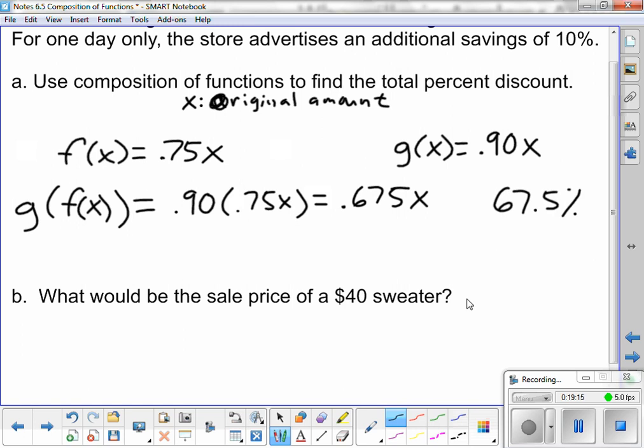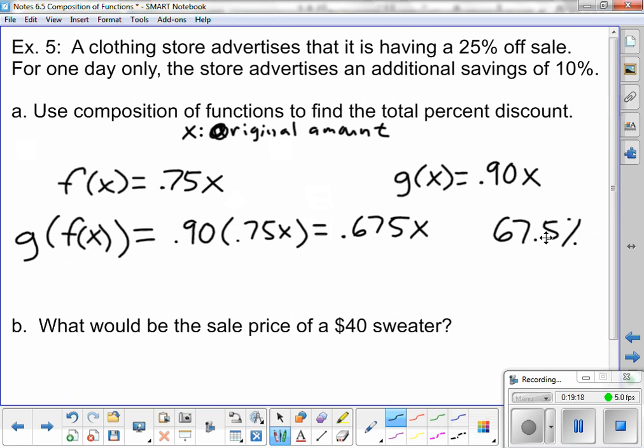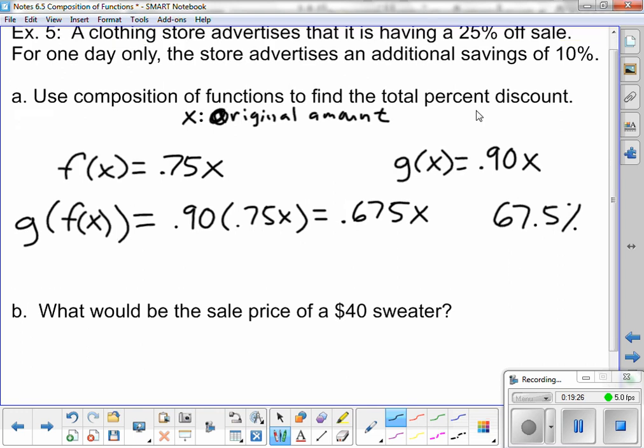Now, be careful here. That does not mean that you got 67.5% off. That means that of the original amount, you only paid 67.5%. But this wants us to find the total percent discount. So think about 100%. You have 100, and you're only paying 67.5% of that. So if you take 100% and subtract 67.5, you get 32.5%. That's your discount.